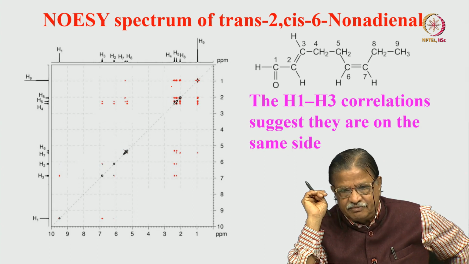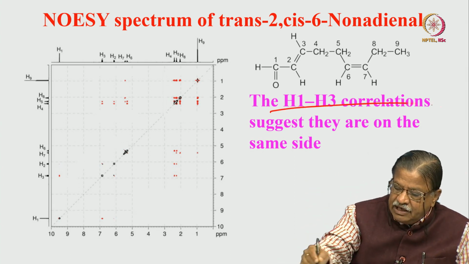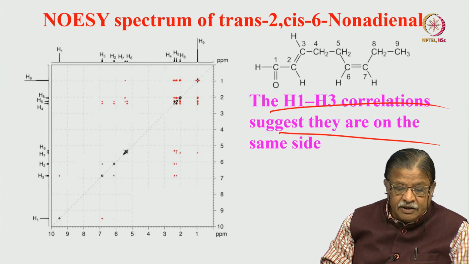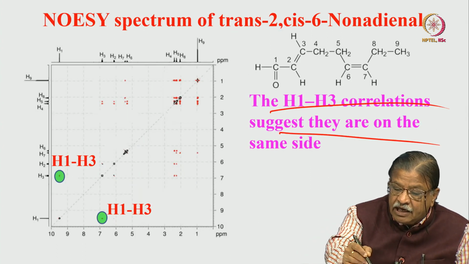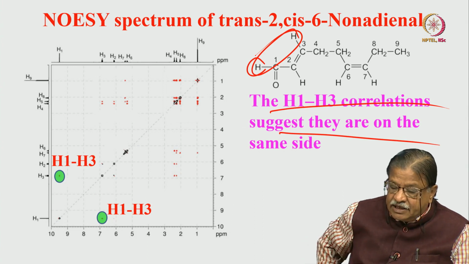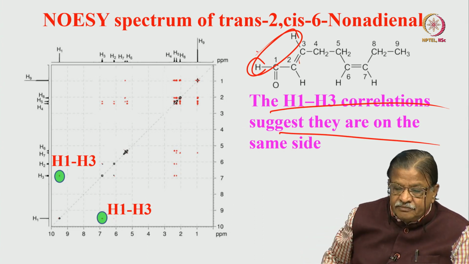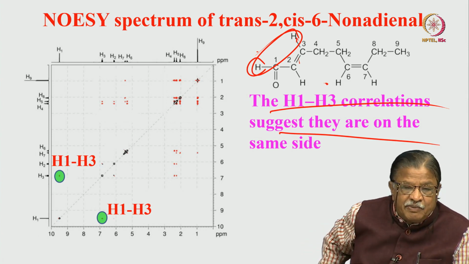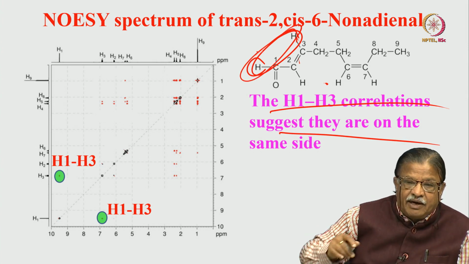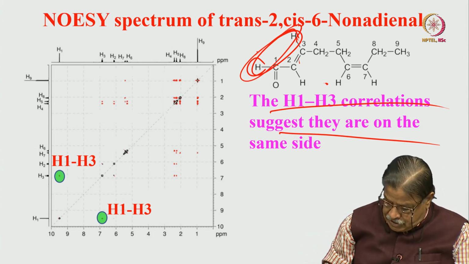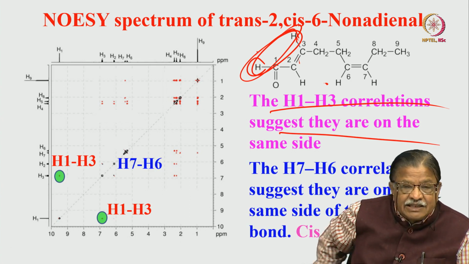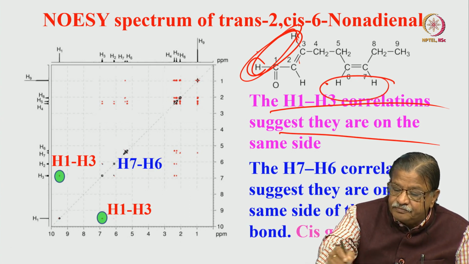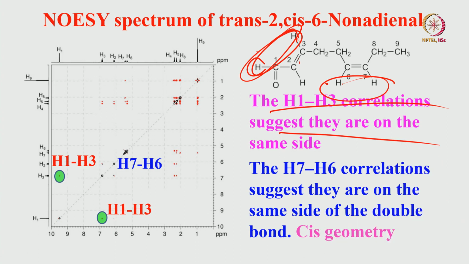Here we use NOESY. When you do the NOESY, the H1 and H3 correlations are there here. See, H1 H3 correlations are there. This correlation says they are on the same side of the double bond. If this were trans, you would not see a correlation for H1 and H3, because these two are on the same side of the double bond. You are seeing the correlation. So H1 H3 correlations are seen. Similarly, H7 H6 correlations are seen. This also tells me they must be on the same side of the double bond. When you say these two are on the same side of the double bond, this must be a cis geometry.